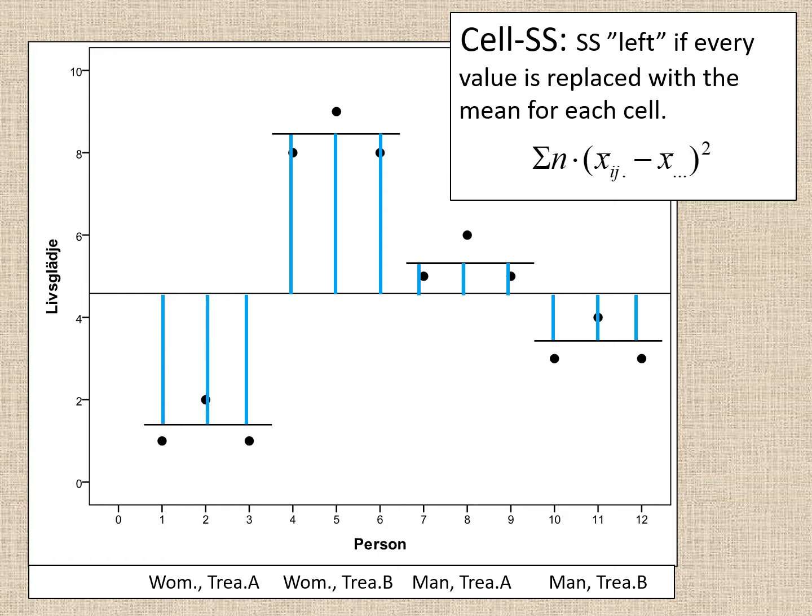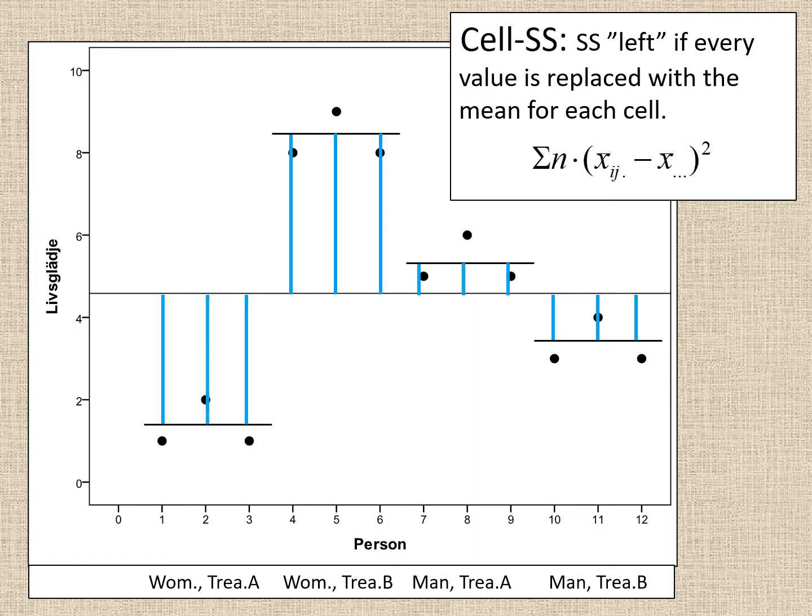So the cell sum of squares, so to speak: we replace every value with the mean for the cell. Then we take how much it differs from the grand mean, the total mean, square that difference, and take the sum over all individuals. Cell sum of squares is how much would be left if we said that the cell you belong to, the combination of independent variable values, explains everything.